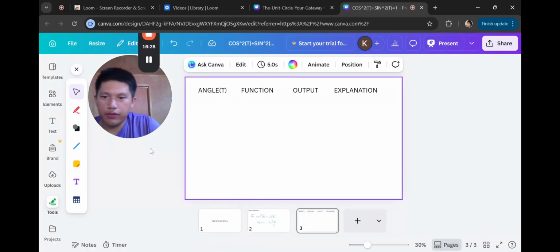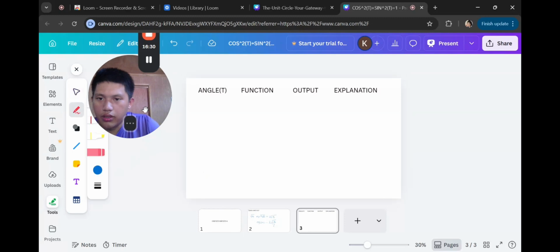In angle, we have, for example, zero. The function of this is sin of 0, so the output is 0. The explanation is within the range. So here, guys, you can see it is within the range, negative 1 and 1.